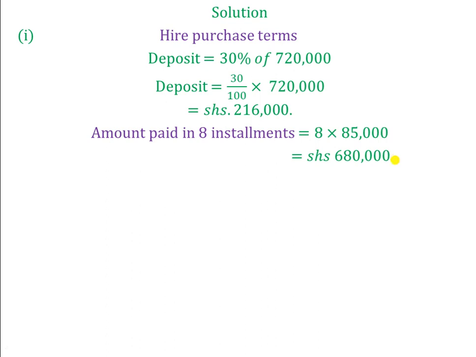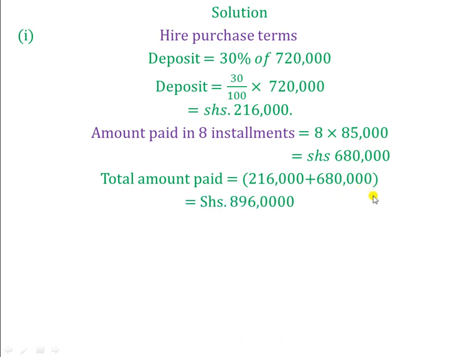Now, it means for you who is buying this item on hire purchase, you will pay this deposit of money and you will also pay this total from your 8 installments, coming to the total of 216,000 plus 680,000, and that simply gives us shillings 896,000. I think we could make an adjustment on this briefly by removing one of the zeros. So now this comes clearly to a total amount of shillings 896,000.